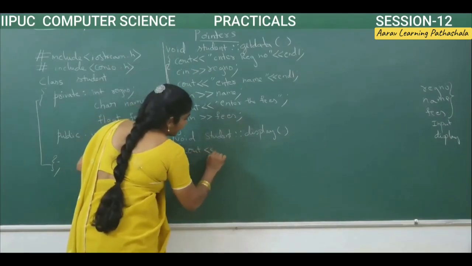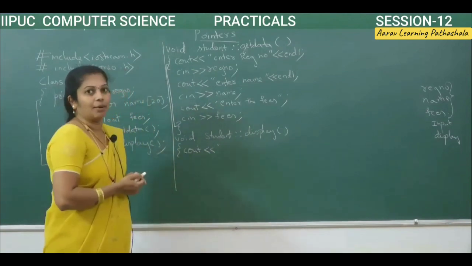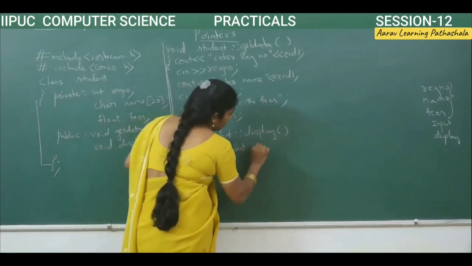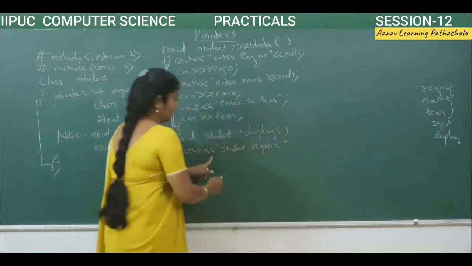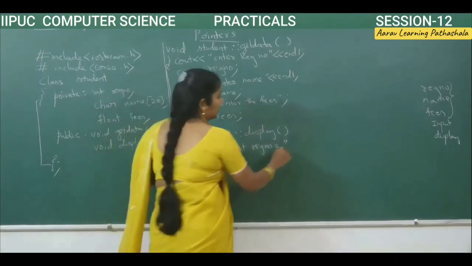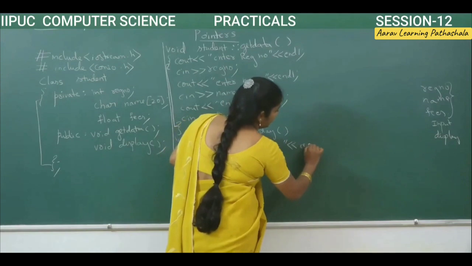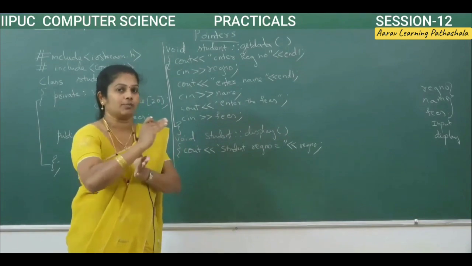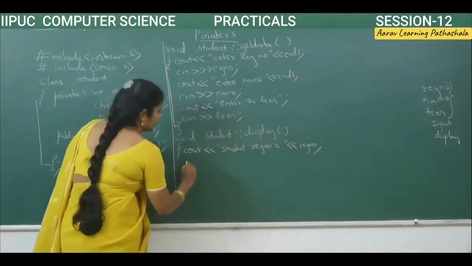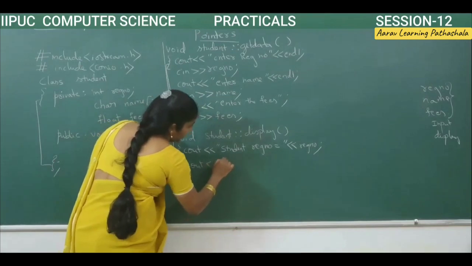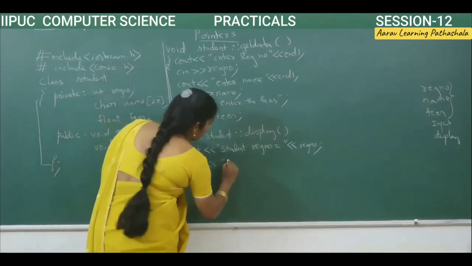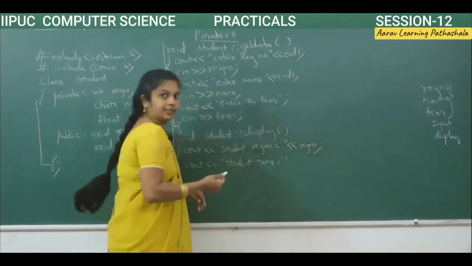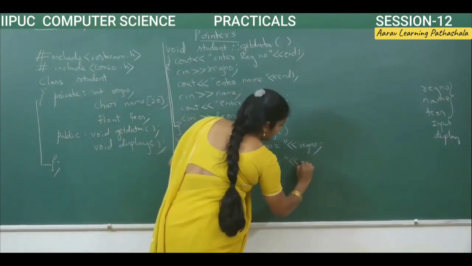Cout. Inside the double quotes write Student register number equals. It has to display inside the double quotes. Then insertion operator, register number. If you want, you can use endl. It's optional. Otherwise, all the values will display one after the other. Then cout, insertion operator. We want to display the name. Student name equals. Display the name. Insertion operator, name.